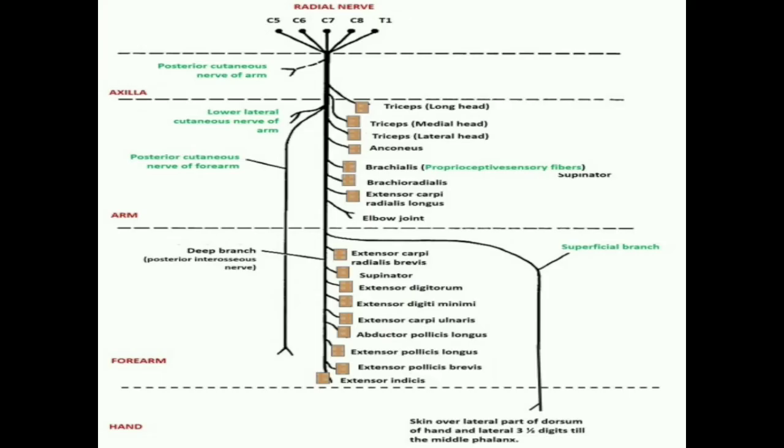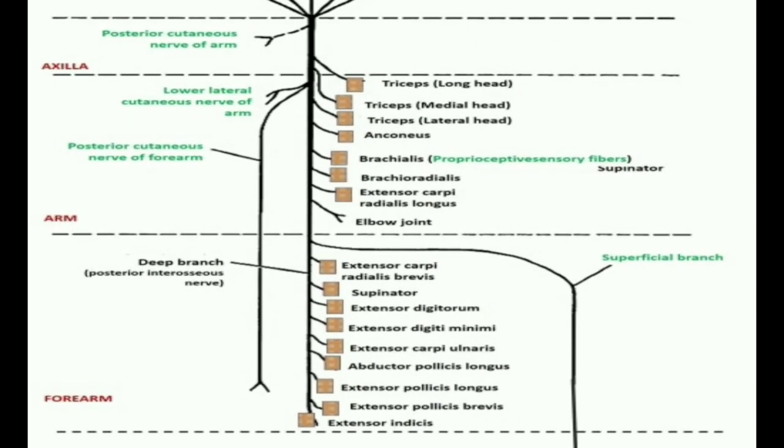Let's see the overall view. In the axillary part, it is giving branches to the triceps, long head, medial head and lateral head, anconeus, brachialis, brachioradialis, extensor carpi radialis longus and the elbow joint. And in the arm part, it is giving branches to extensor carpi radialis brevis, supinator muscle, extensor digitorum, extensor digiti minimi, extensor carpi ulnaris, abductor pollicis longus, extensor pollicis longus, extensor pollicis brevis and extensor indicis. Here you can see.